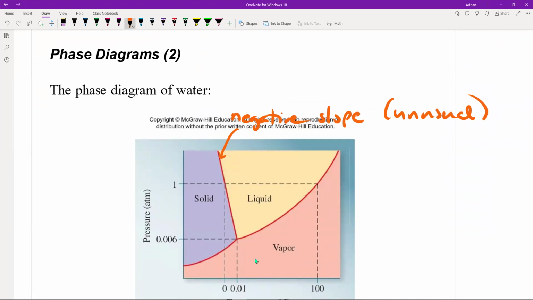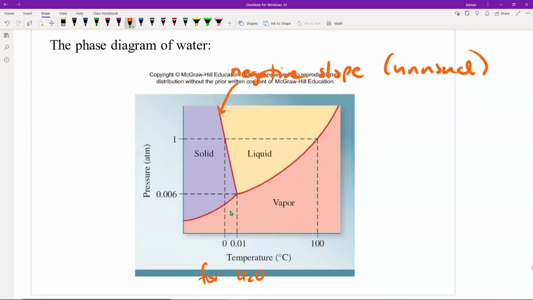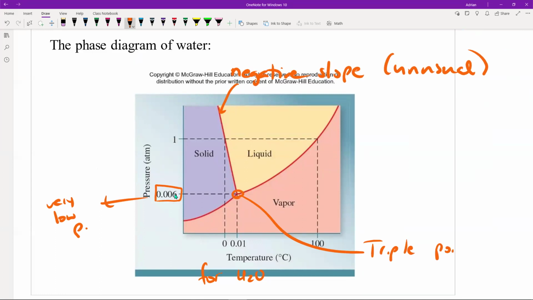So a couple things to note here. The triple point for water has a pressure that corresponds to 0.006 atmosphere. That's a very low pressure. And then we have a temperature of just above 0 degrees Celsius, that's 0.01 degrees Celsius. Right? This here is the triple point: the temperature and pressure at which all three physical states exist in equilibrium. That's a very, very low pressure.